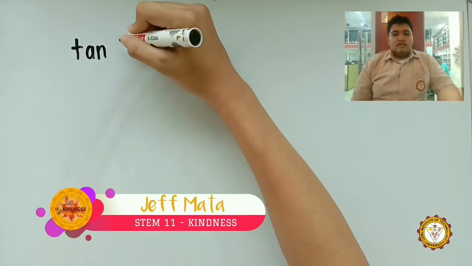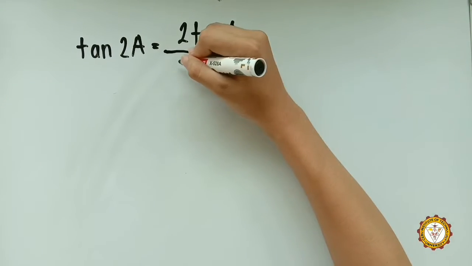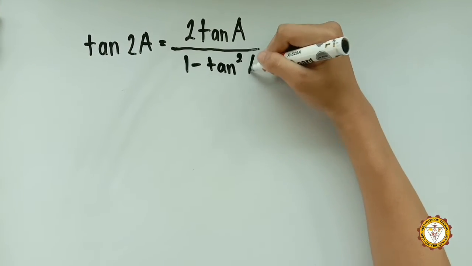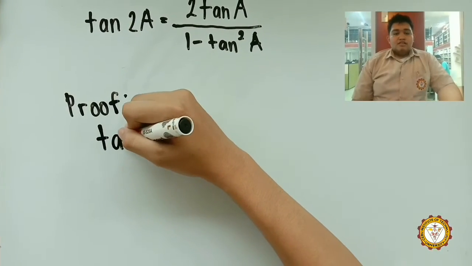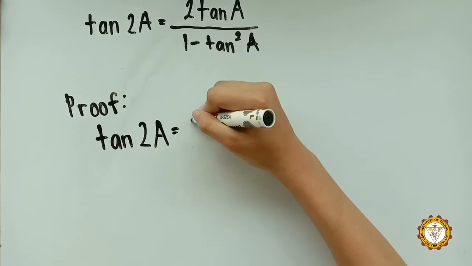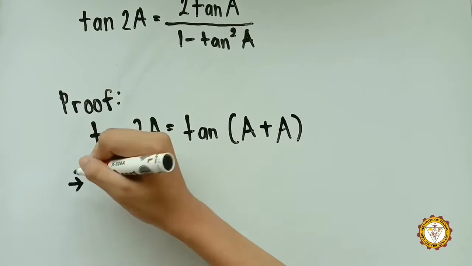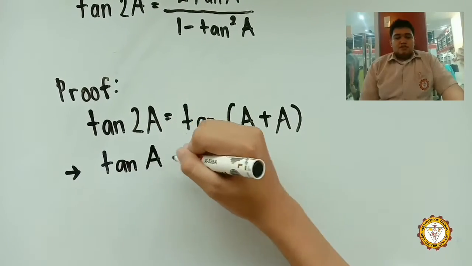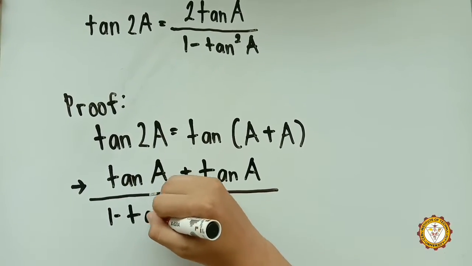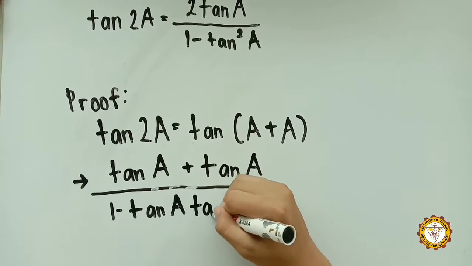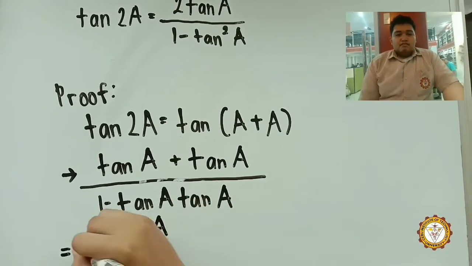Tan 2A is equal to 2 tan A over 1 minus tan squared A. Tan 2A can also be written as tan of A plus A. Using the sum and difference identities, it will turn into tan A plus tan A over 1 minus tan A times tan A. Then combine like terms and it will turn into 2 tan A over 1 minus tan squared A.